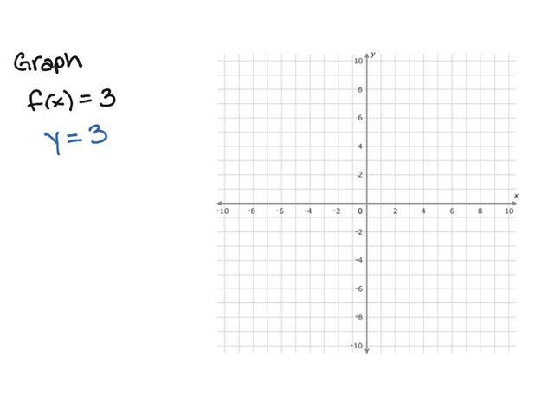Y equals 3 is considered a horizontal line. So you're going to go to the 3 on the y-axis, and then you're going to draw a line that goes left and right. Remember, all of your horizontal lines, they have a 0 slope. So keep that in mind. You might be asked that. All horizontal lines have a 0 slope, okay?